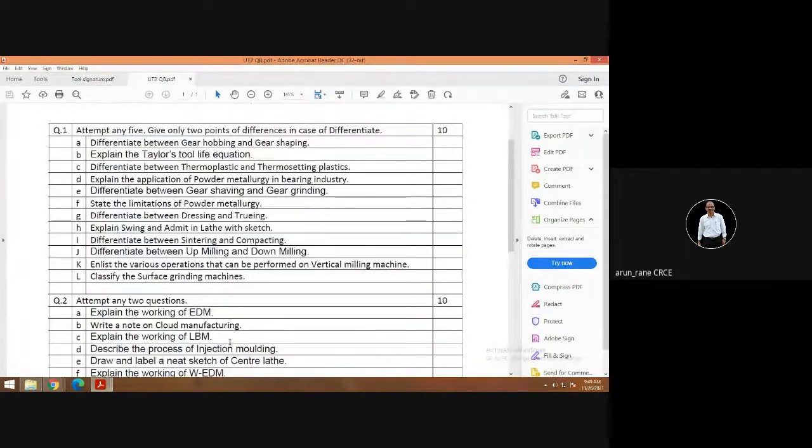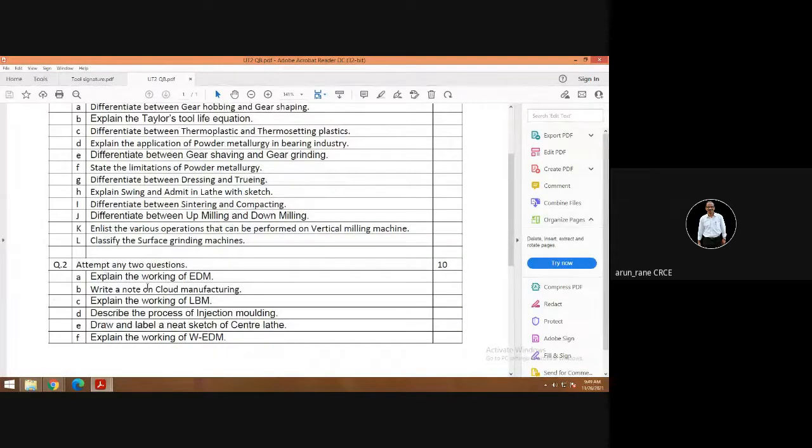In UT2, in question number 1, out of 7 you have to solve 5, so you will have 2 options. And in question number 2, out of 3 you have to solve 2, so you will have only one option.